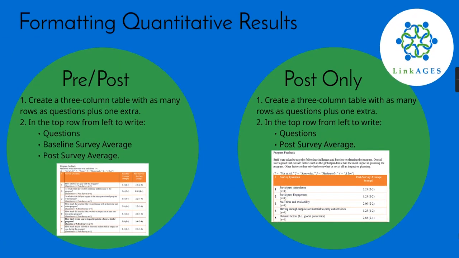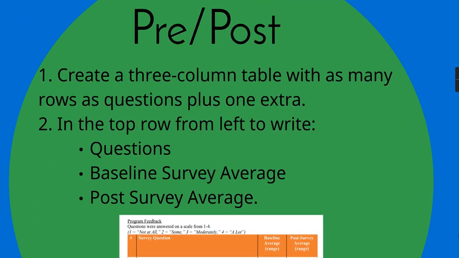Now, let's talk about how to format your quantitative results. First, if you choose to do a pre-post study, form a 3-column table with as many rows as questions plus one extra for your labels. In the top row from left to right, label your table with questions, baseline survey average, and post-survey average.